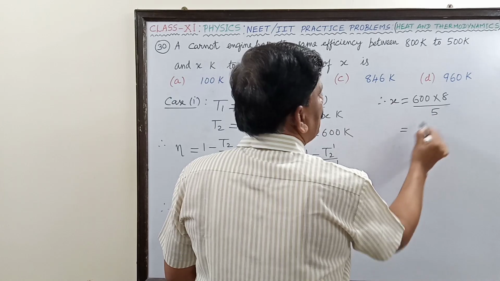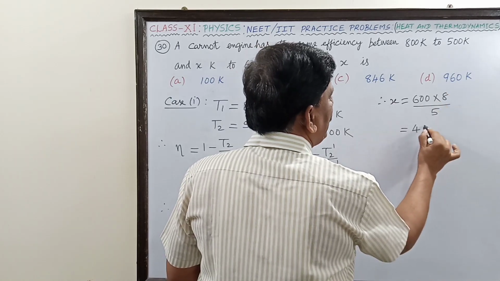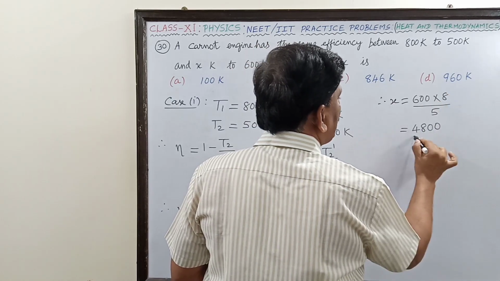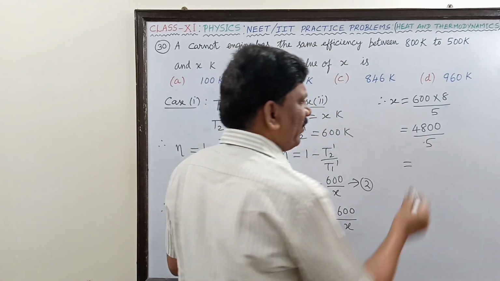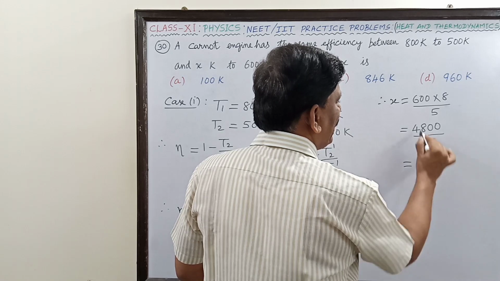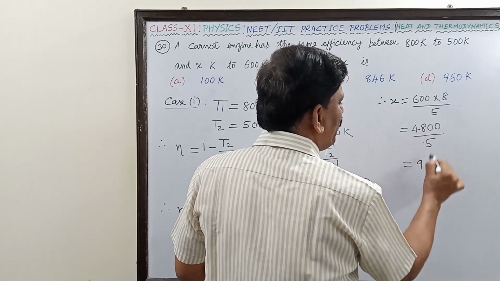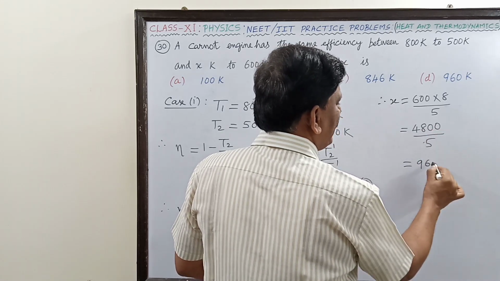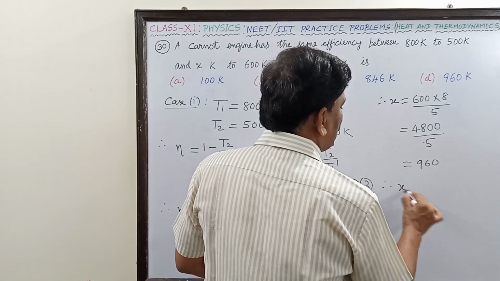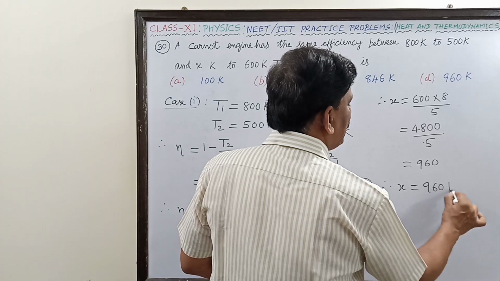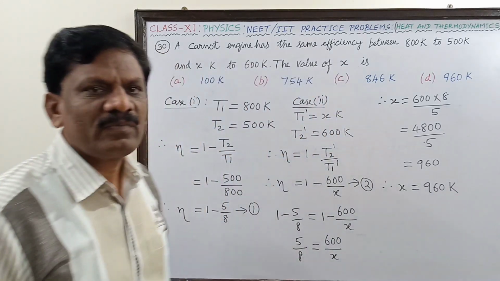Okay. So 8 sixes are 48, 4800 divided by 5. So you divide by 5. So 9 fives are 45. Remaining 3 and 0 makes 30. So 6 fives are 30. Therefore x is equal to 960 Kelvin.